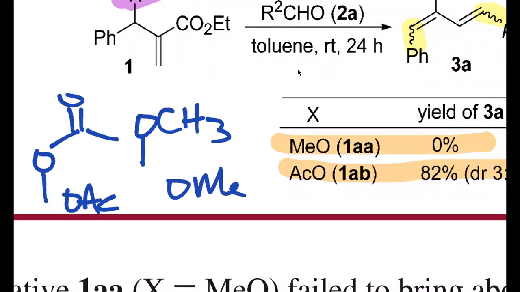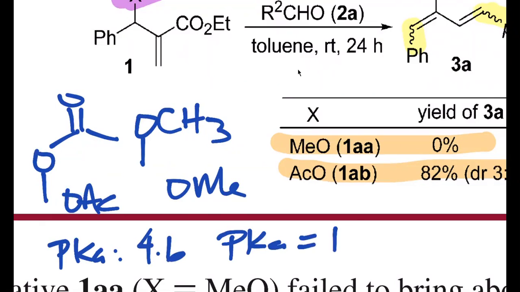So all that stuff matters. That's going to have an electronic effect on the reaction. One of the parts that we just saw in the mechanism was that you need to eliminate the alkoxy group. So OAc is going to be a better leaving group than methoxy when you do that elimination. The pKa of the conjugate acid here is 4.6. The pKa of the conjugate acid for the methoxy is about 17. We learned that already.